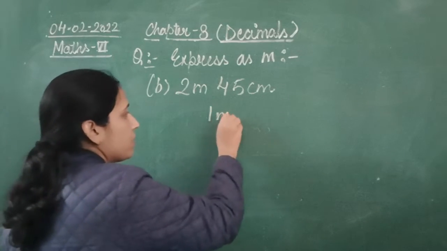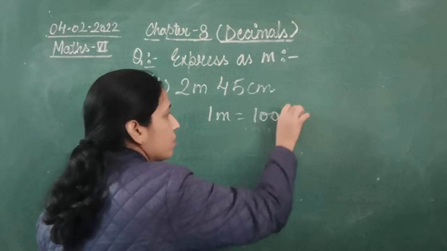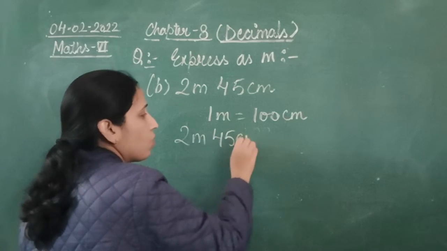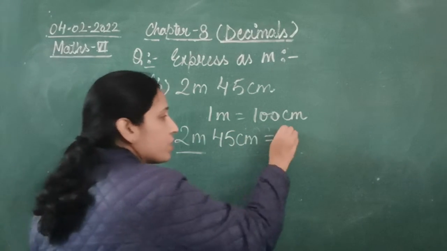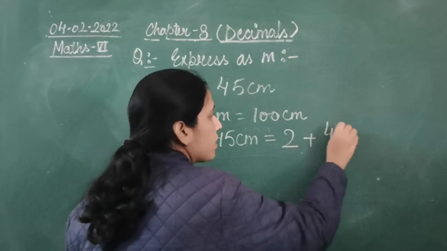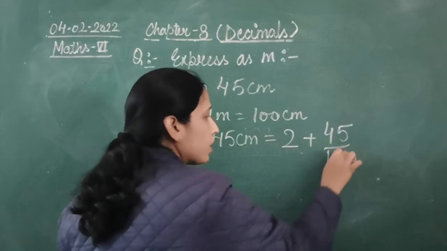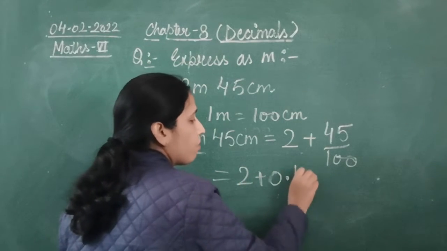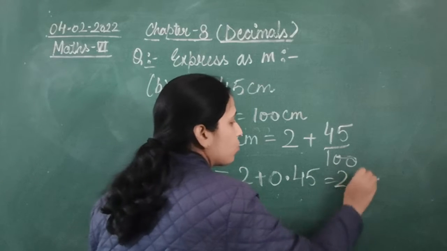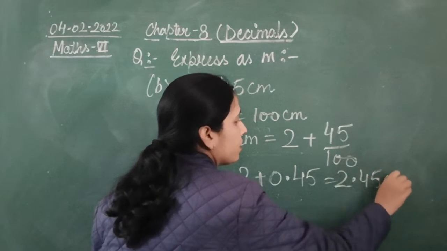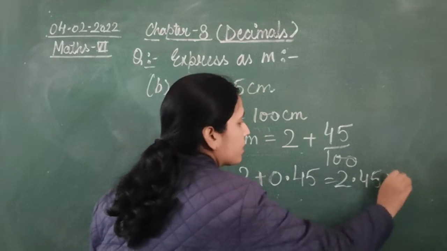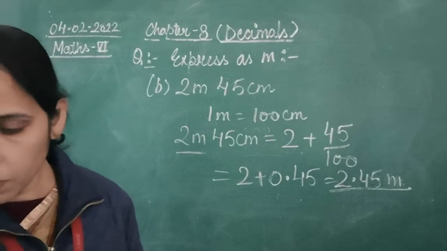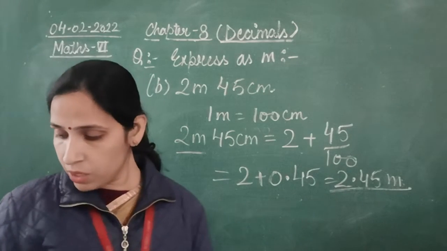So we will write 1 meter is equal to 100 centimeter. So 2 meter 45 centimeter. Now the part which is already in meter, that we will not change. 2 plus 45 divided by 100. 2 decimal places you require, 2 plus 0.45. Do the addition. The answer will be 2.45 meter. 2.45 meter. I hope the question is clear to you all.